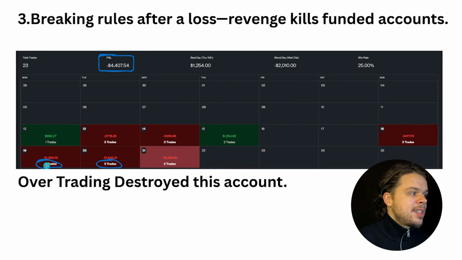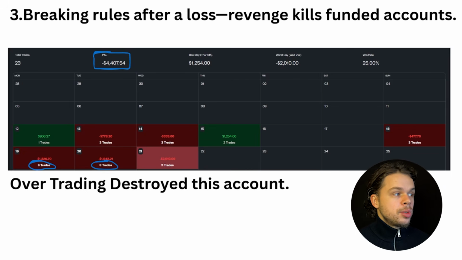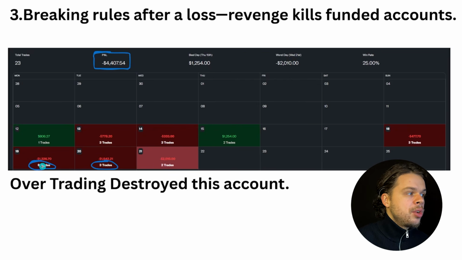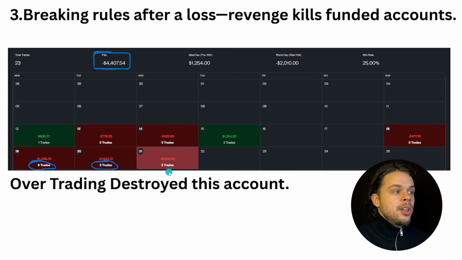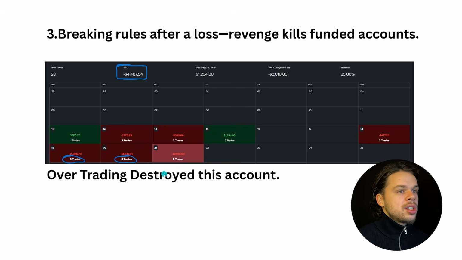As you can see, I had 6 trades in one day on the 19th here. I had 3 trades the next day, 2 trades the next day, all resulting in over 1%. Well, in fact, this was a 50k account, so they were resulting in 2% plus losses each day. So as you can see, this was like 2.3% loss, this was 2.5%, and then this one was actually 4% loss overall. So we actually blew the account. So overtrading actually destroyed this account in the end, even though I was in profit on it.